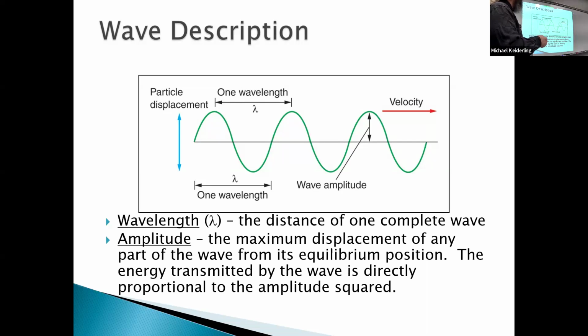The amplitude is the maximum displacement of any part of the wave from its equilibrium position. Basically the height of the wave from equilibrium. And the energy transmitted by the wave is directly proportional to the amplitude squared. So double the amplitude, you quadruple the energy transmitted.